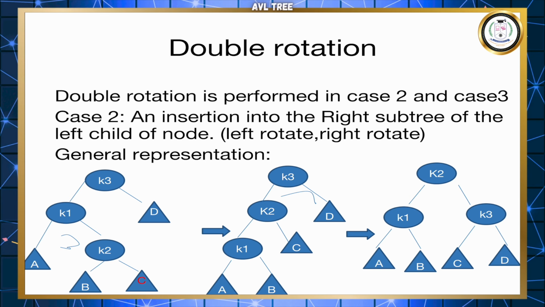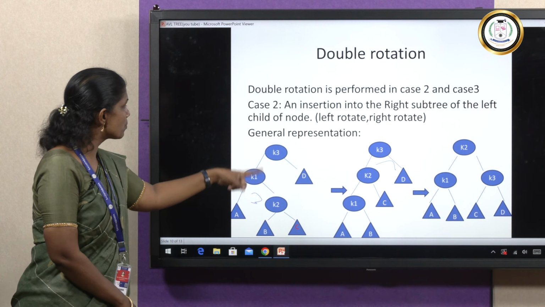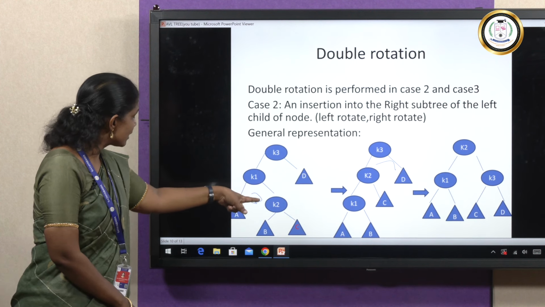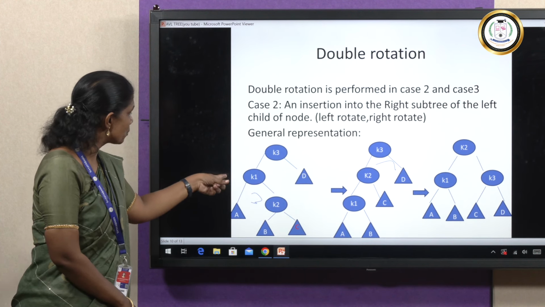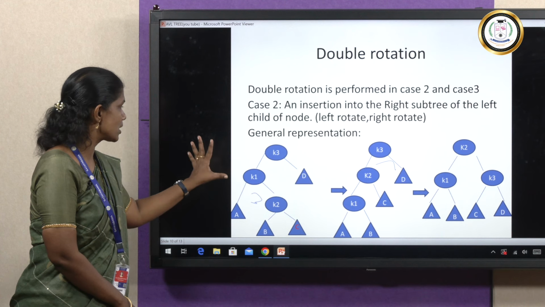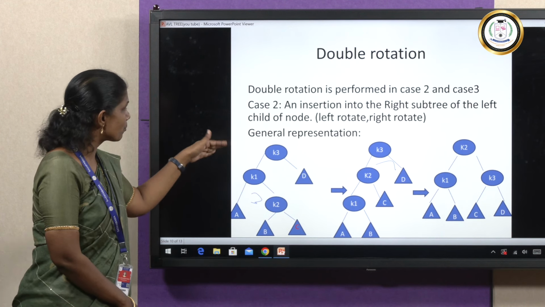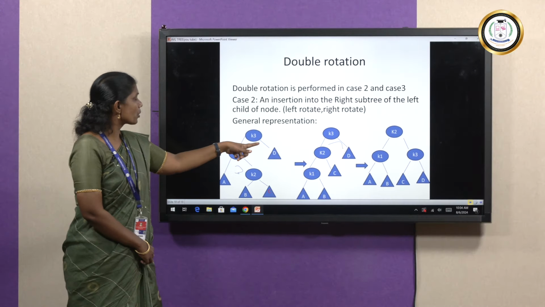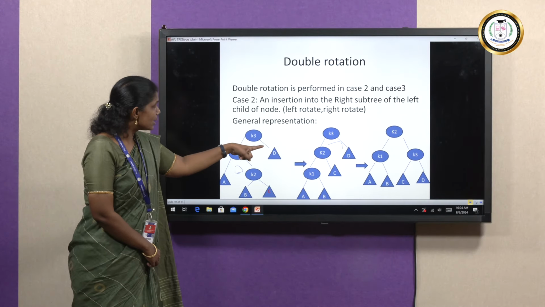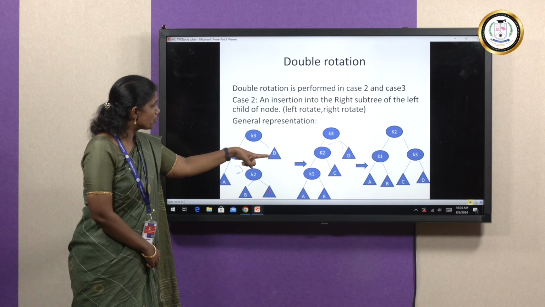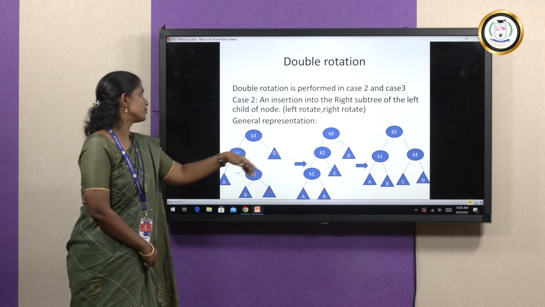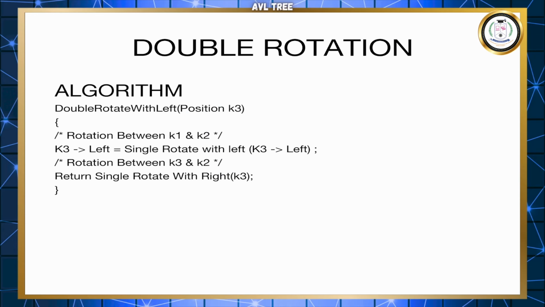Here you have to insert the value in the right subtree of the left child. First you have to perform the left rotation for this K1. Now K2 is moved here, then the left child of this K2 is moved to the right child of K1. This is the first single rotation. Then you have to perform the single right rotation from the root node. Now K2 is the root node, then the right child of this K2 is moved to the left child of this K3.